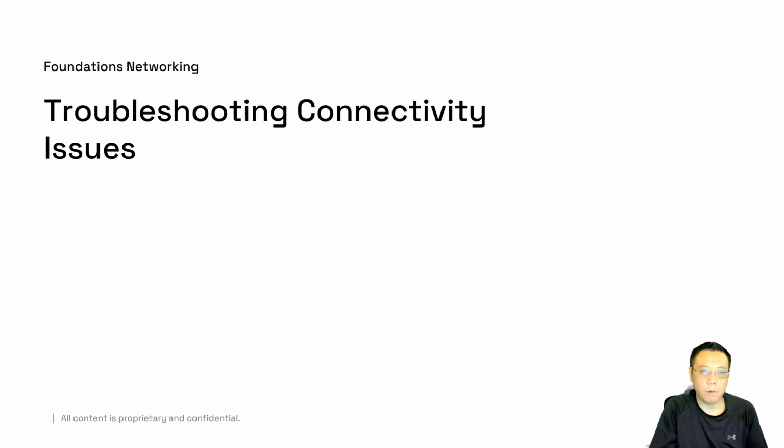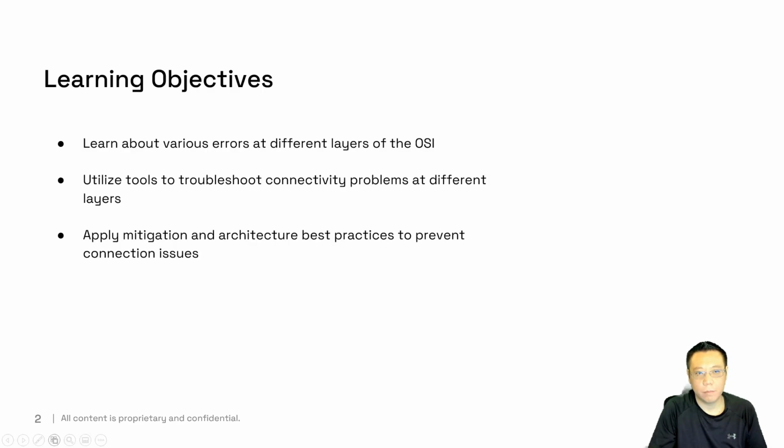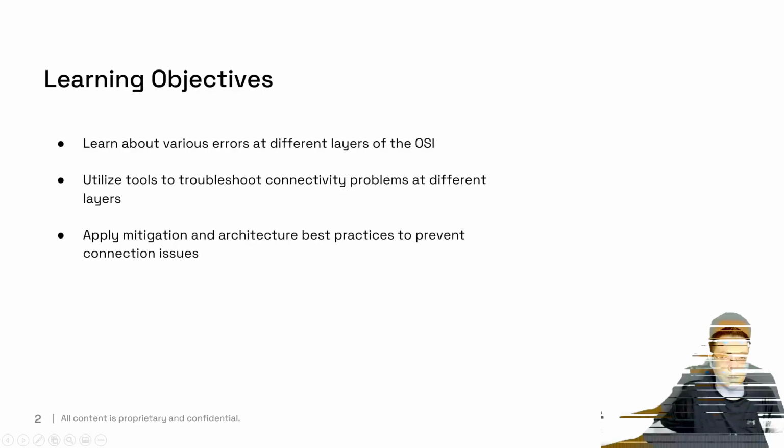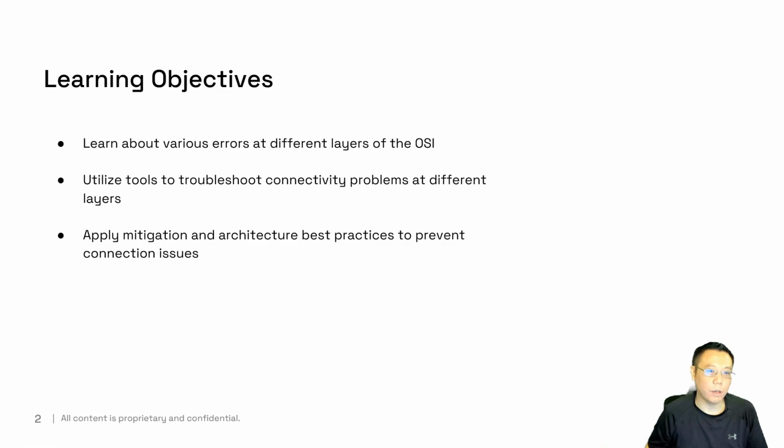Welcome to Foundations of Networking, Troubleshooting Connectivity Issues. Today we're going to learn a little bit more about the objectives of finding errors at different layers of the OSI and how to align them and really try to understand what part of the OSI layer we need to start off with. We're going to utilize tools and troubleshoot connectivity problems at different layers. So layers 4 and 3, sometimes 2, and layer 7 primarily.